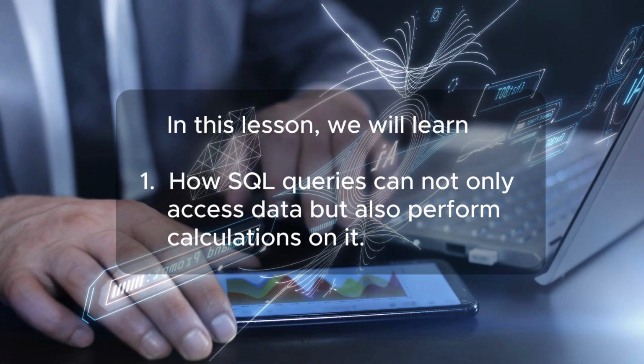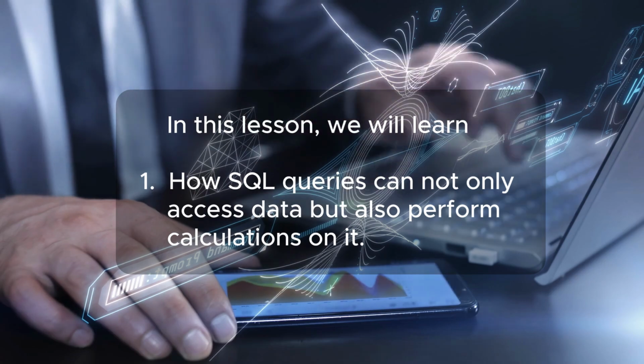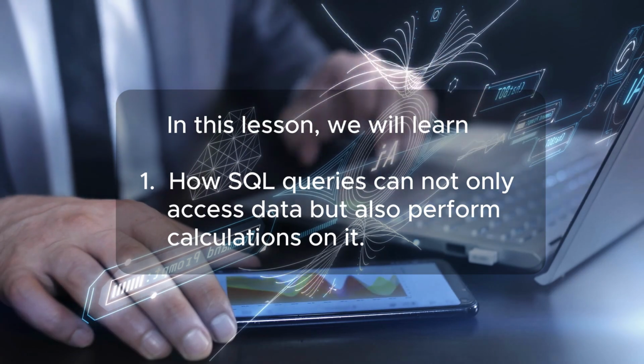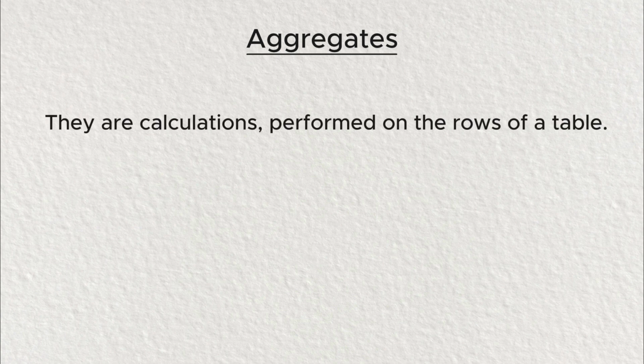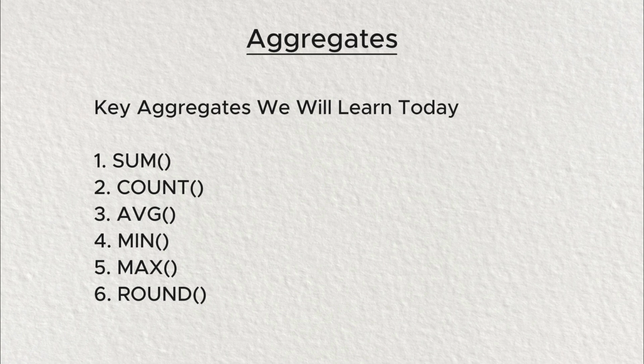Today, we are going to learn about how SQL queries perform calculations on data. The first thing we'll talk about is aggregates. These are calculations performed on the rows of a table. Today, we'll talk about the sum function, the count function, average, minimum, maximum, and round.